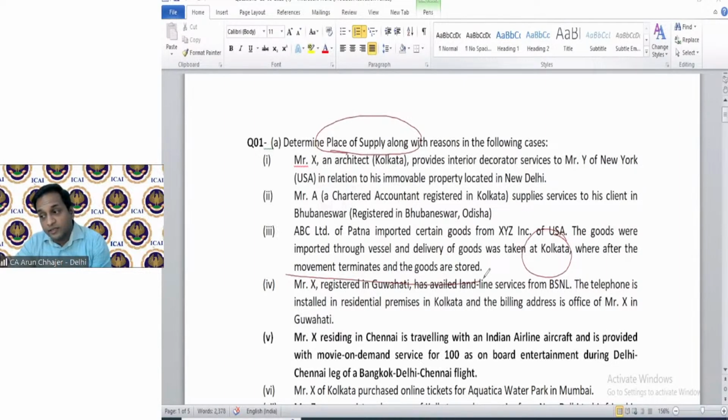Now, kindly tell me whether I will apply section 12 or section 13 in this case. Which section will I apply here, section 12 or section 13? Please give the reply in the chat.